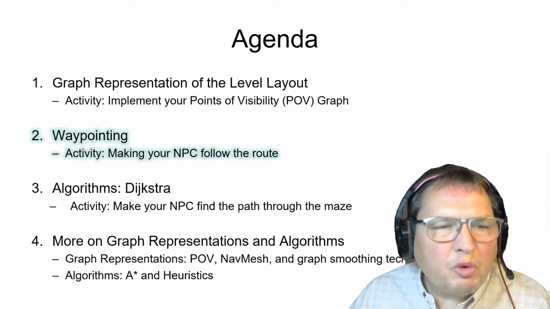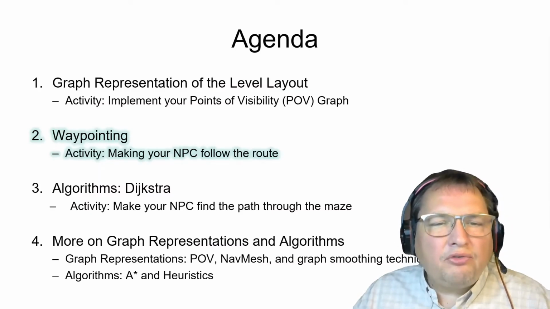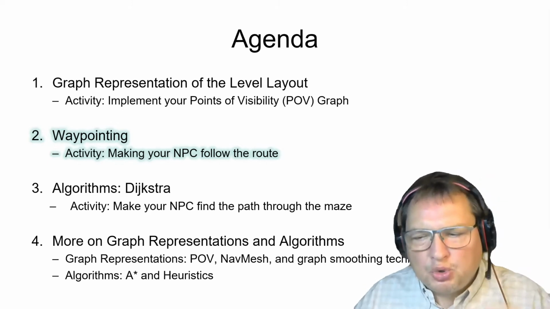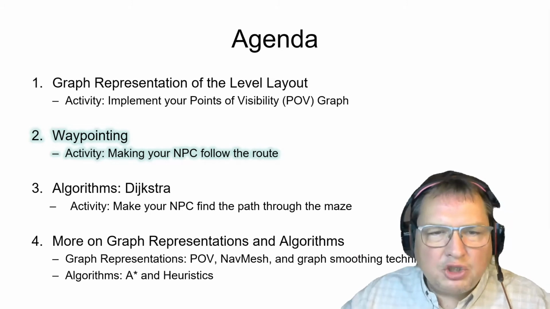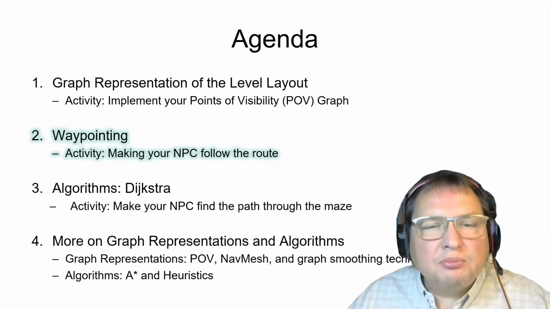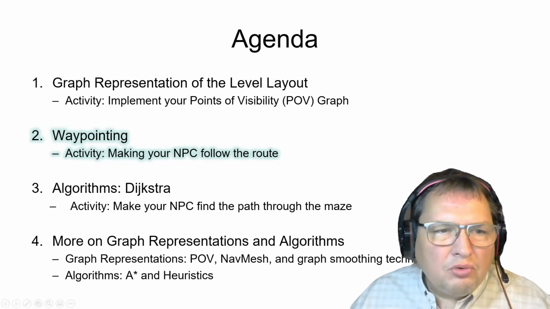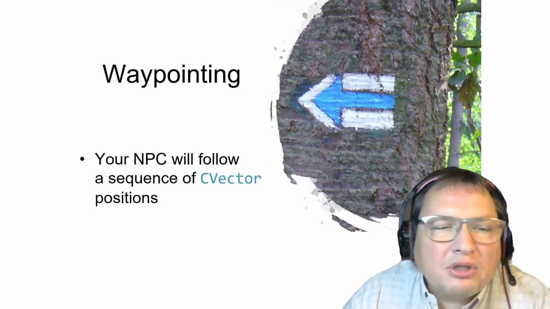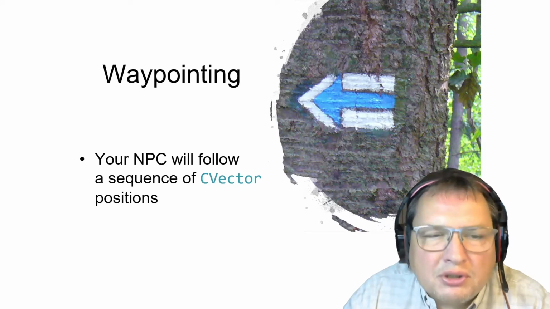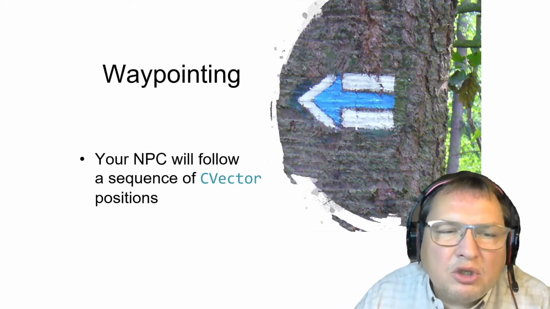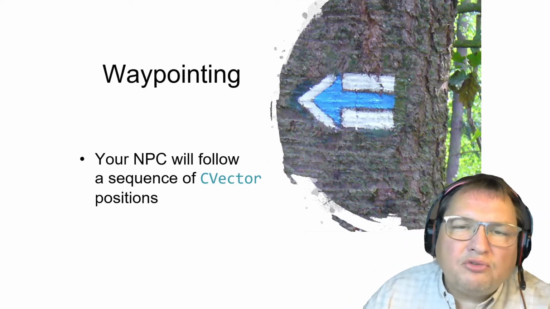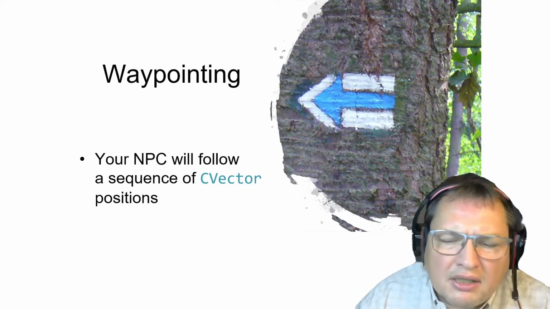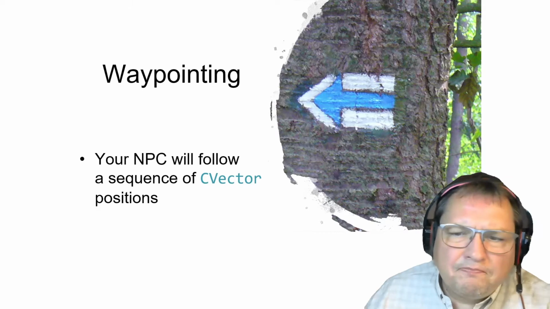In this part, we will make our spider follow the route. This route will initially only include two nodes, the initial and the destination, but it will start moving. So, waypointing is a technique that allows non-player characters to follow a sequence of positions, which will be coded as a sequence of CVector values. Just as a quick reminder, CVector contains x, y coordinates.